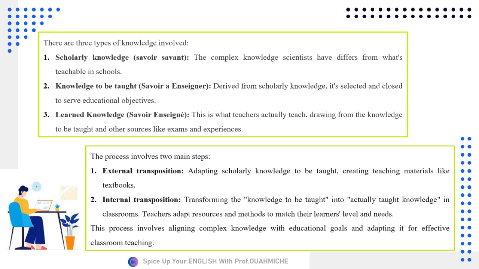The process involves two main steps. 1. External transposition. Adapting scholarly knowledge to be taught, creating teaching materials like textbooks, and then internal transposition, which is transforming the knowledge to be taught into actually taught knowledge in classrooms. Teachers adapt resources and methods to match their learners' level and needs. This process involves aligning complex knowledge with educational goals and adapting it for effective classroom teachings.